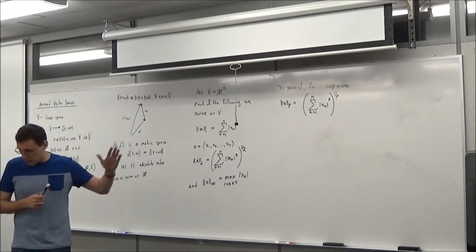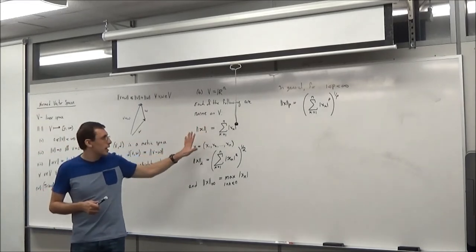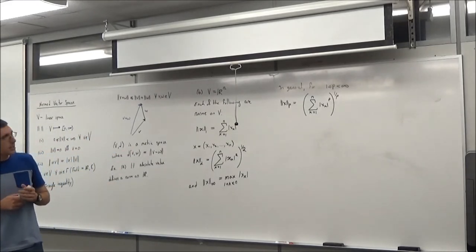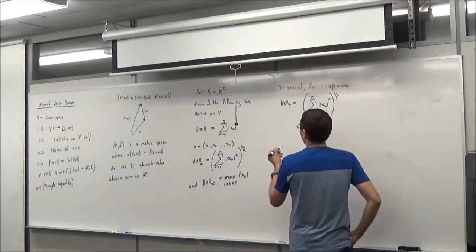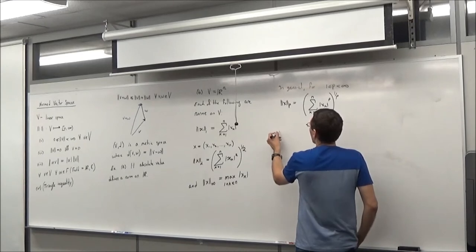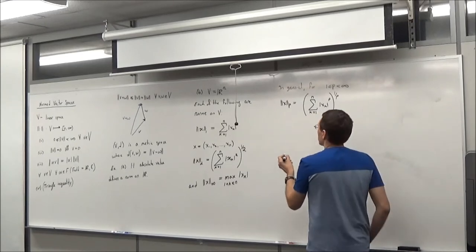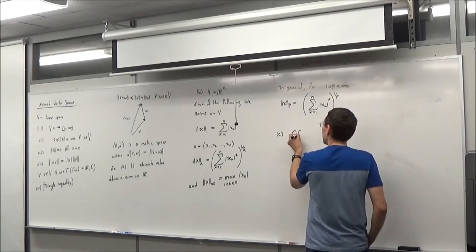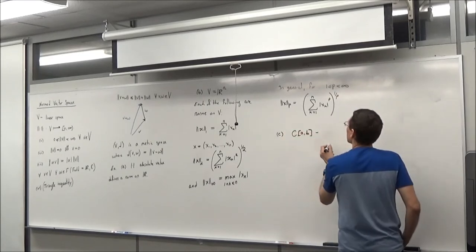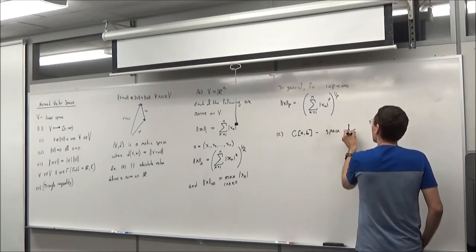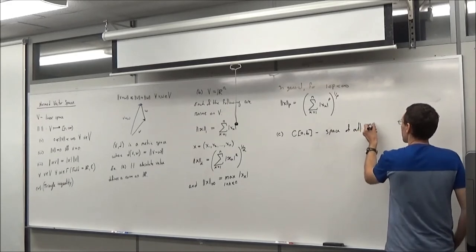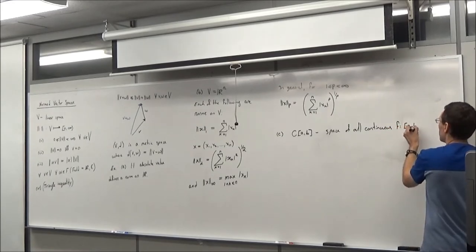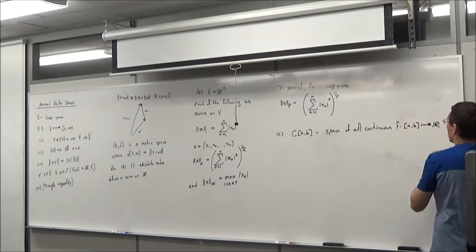So another thing, I'm going to talk about them quite at length. Right now, I'm just claiming they're norms. I haven't done any verifications. But let me mention just another very, very similar and important example for norms. That would be on spaces of functions, function spaces. So example C. So you should know that C[a,b] is the space of all continuous functions, functions f from the closed interval [a,b] into, let's say in our case, R, could be into C, right?